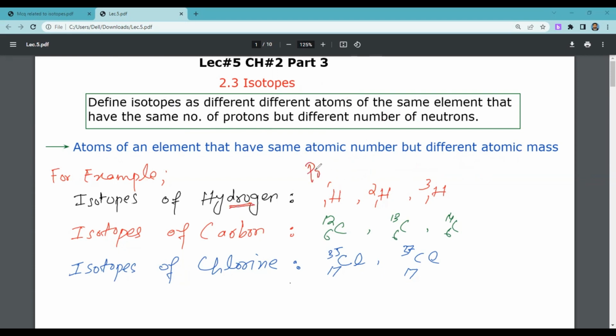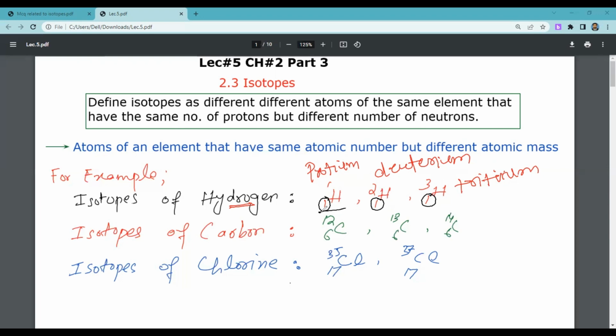The first one is also known as protium, the next is known as deuterium, and the last is tritium. Now you can see that all these atoms are atoms of the element hydrogen. It also has one atomic number, it has one atomic number, it also has one atomic number.